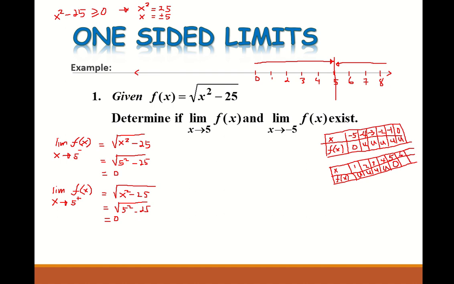When 6, so let's try 6. When x is 6, 6 squared is 36, minus 25. What is 36 minus 25? That is 11. So the square root of 11, that is 3 point something. Square root of 11 is about 3.3. Okay, so 3.3.